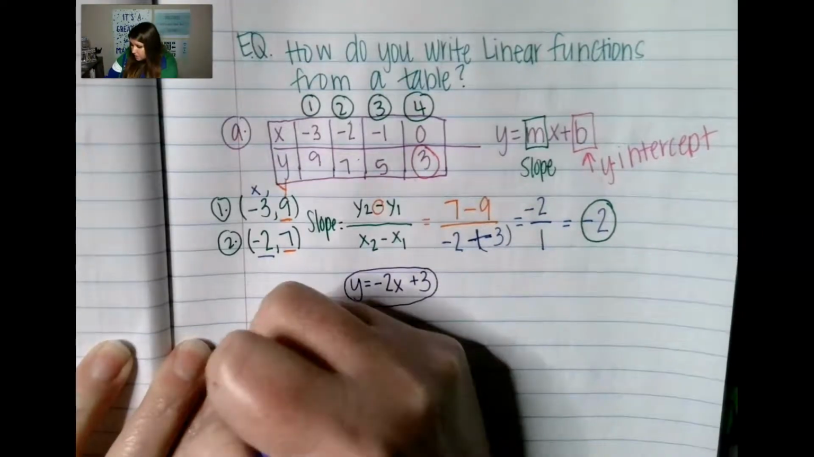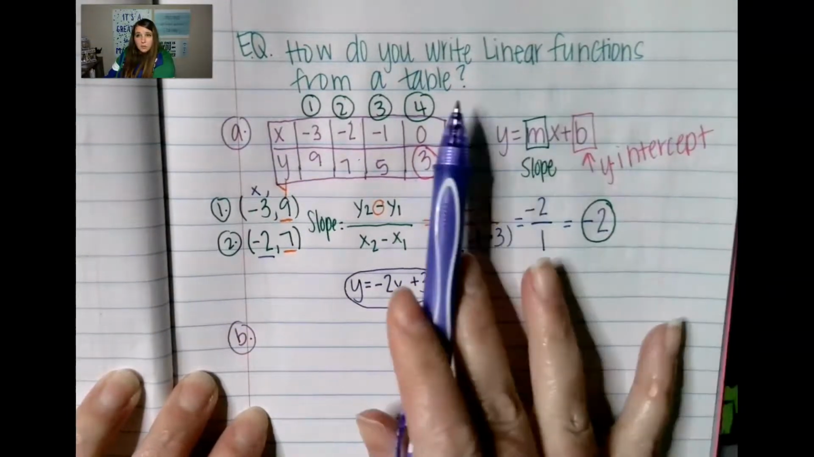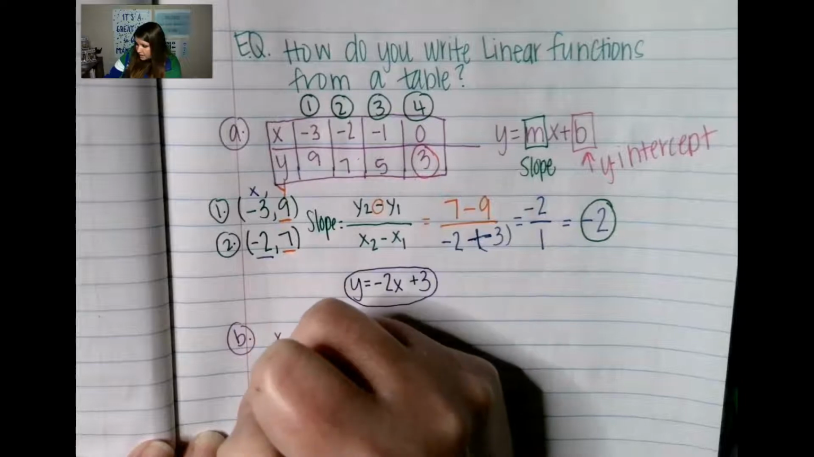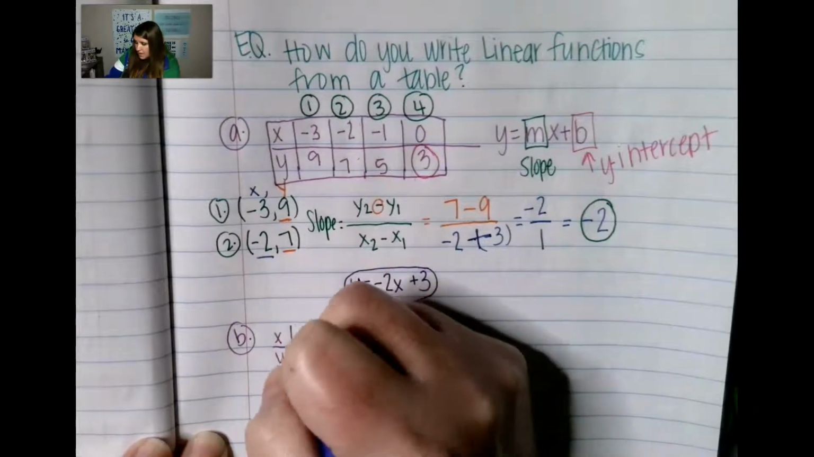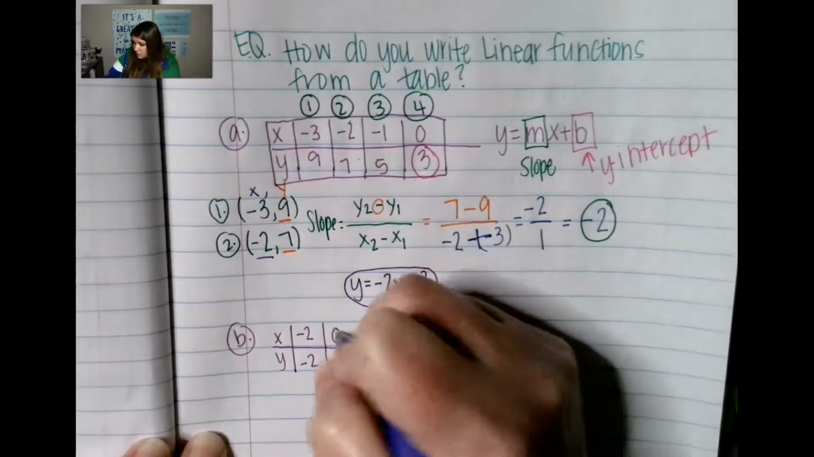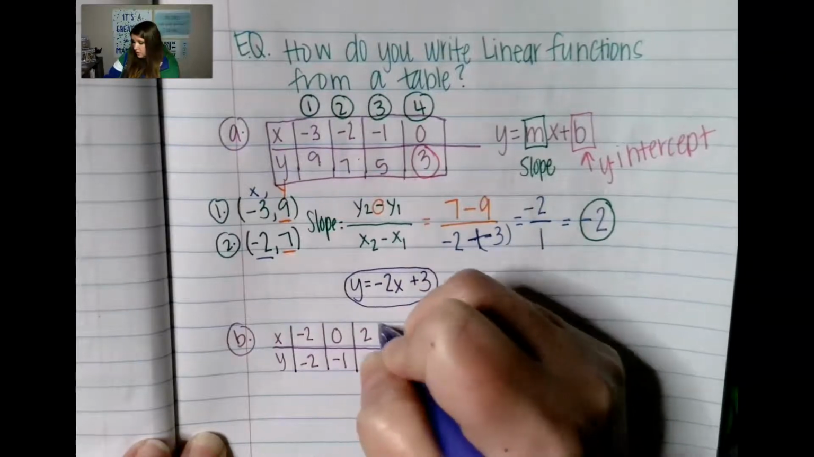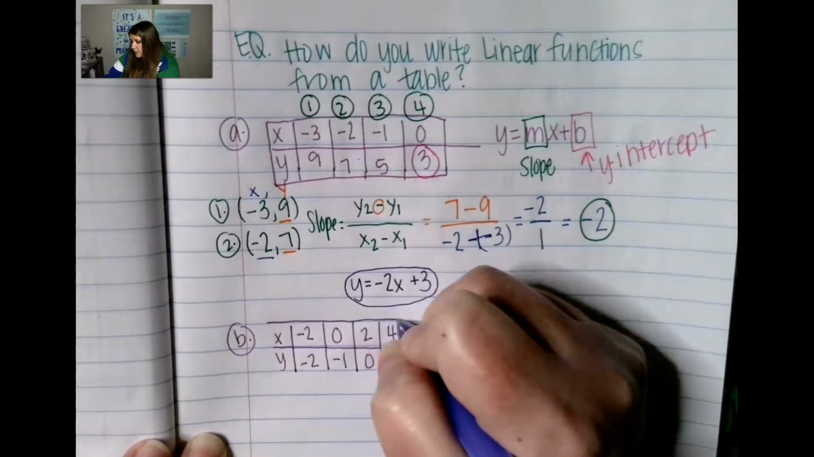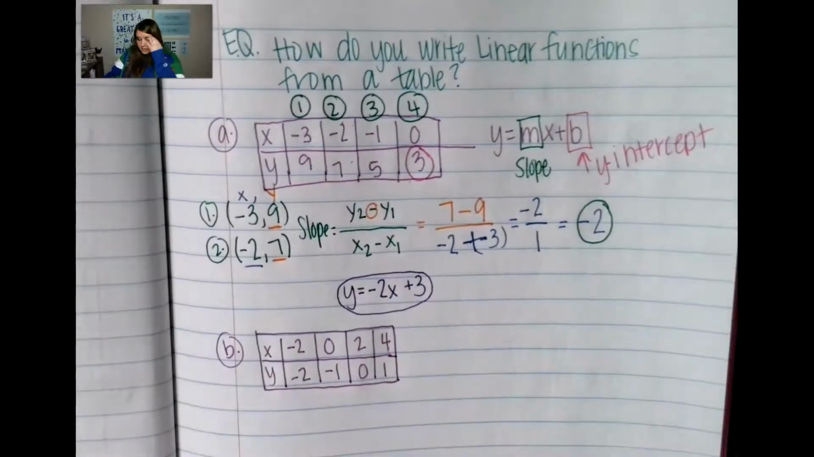Okay, example B. So again, we are writing linear equations from a table. So our next table has x and y values. Again, the first x and y is -2, -2. Then 0, -1. 2, 0. And last but not least, 4, 1. So here is the table that they would give you. And your job is to create a linear function.